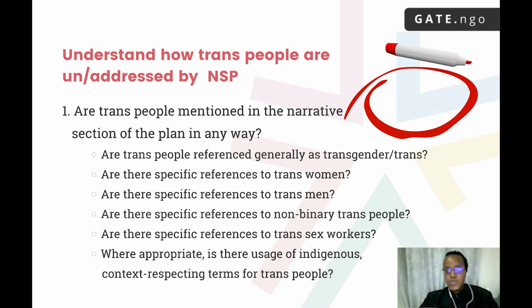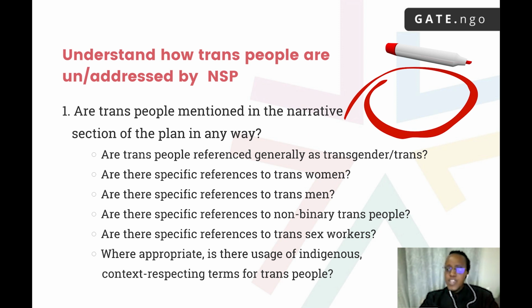So where trans people are included, is the word transgender, for example, used, and is it understood as an umbrella term? Is there particular reference, for example, to trans women? Is there particular reference to trans men? In particular, for example, trans men who have sex with men, who we know face a higher risk. Is there thinking around the particular challenges for non-binary trans people or for trans sex workers?